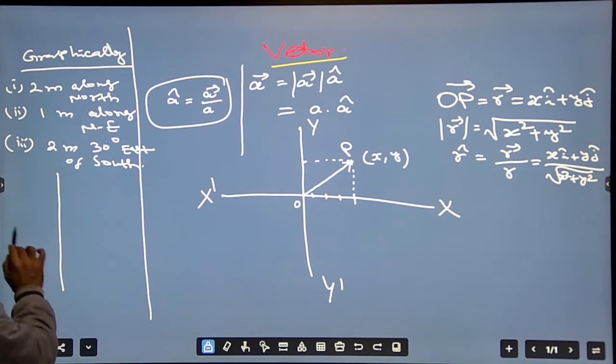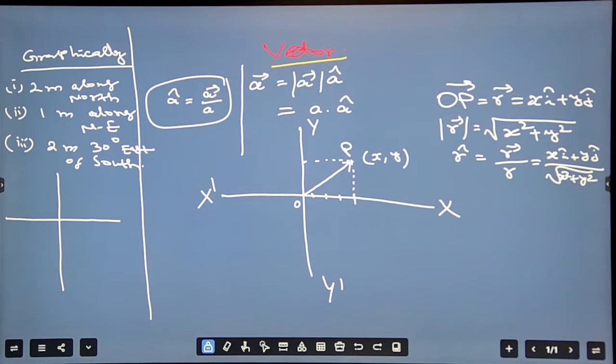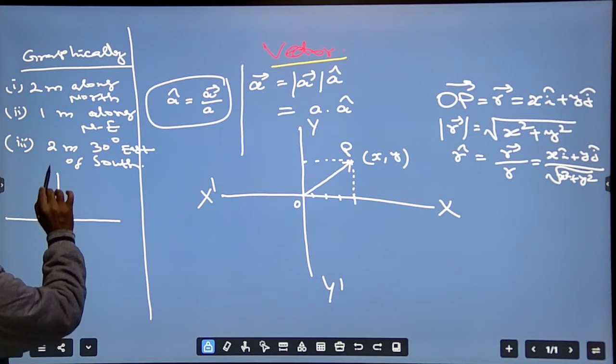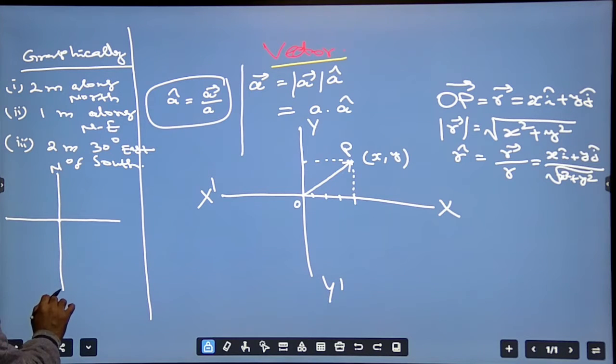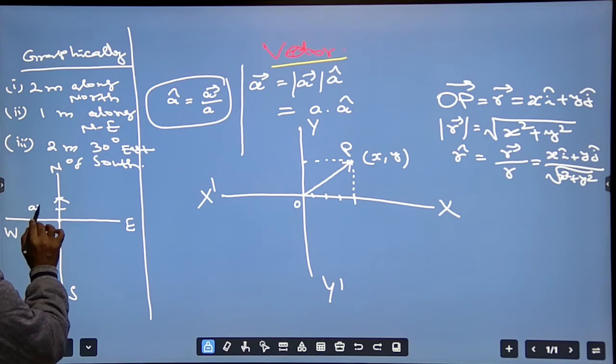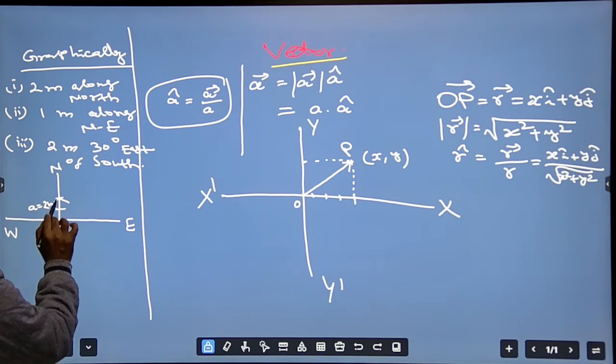So you see here, the normal way of representing a graph with directions is like this. From the origin, upward will be the north direction, downward will be the south direction, right side will be the east, left side will be the west. Then suppose 2 meter along north. So north means like this. So this is the first vector. A is equal to 2 meter towards north.